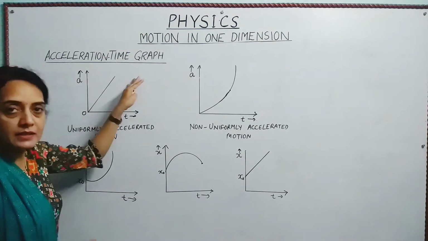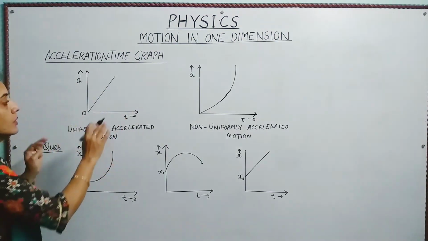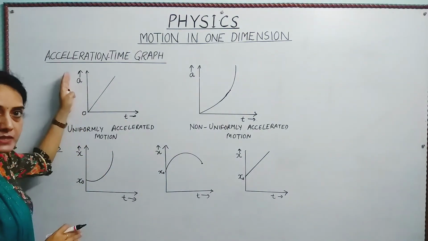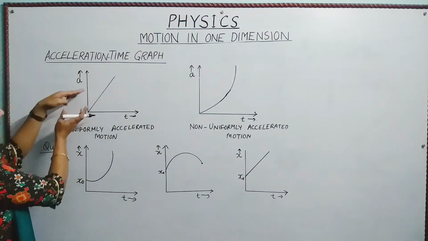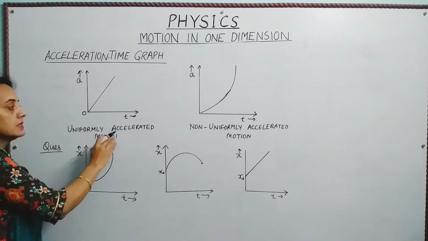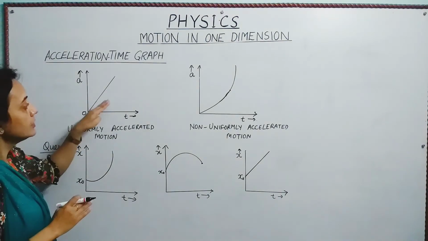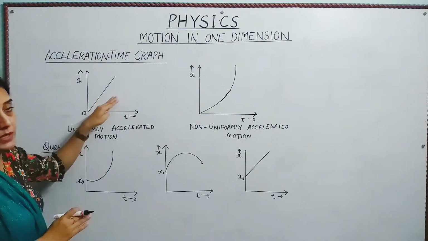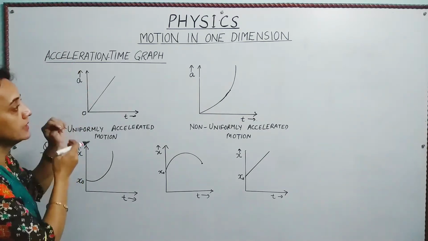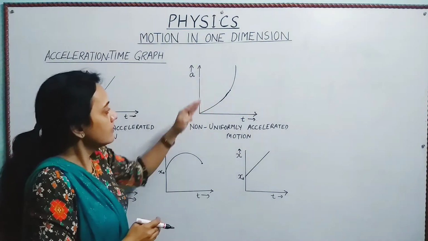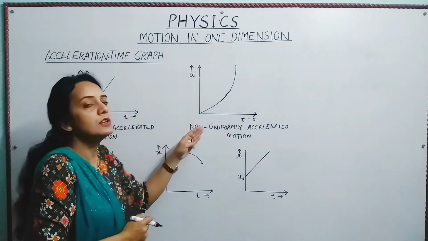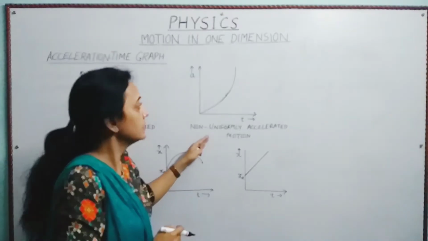Now we come to the acceleration-time graph. That means on the x-axis time will be shown, and on the y-axis acceleration is given. If you have a straight line like this at an angle, then this is the graph for uniformly accelerated motion. That means acceleration is constant. Same way, if you have a graph that is continuously changing, then this is non-uniformly accelerated motion.